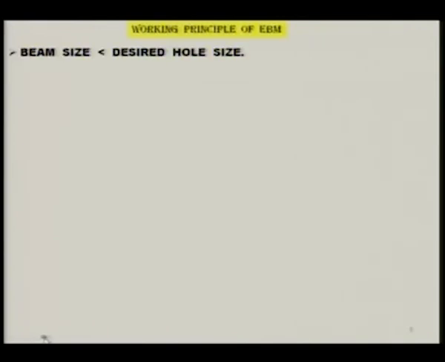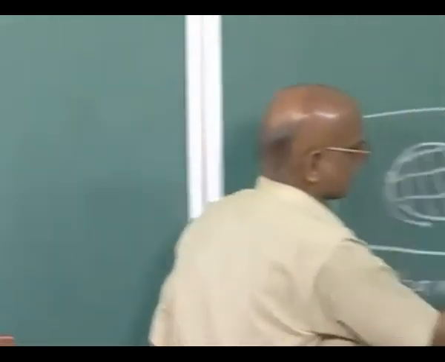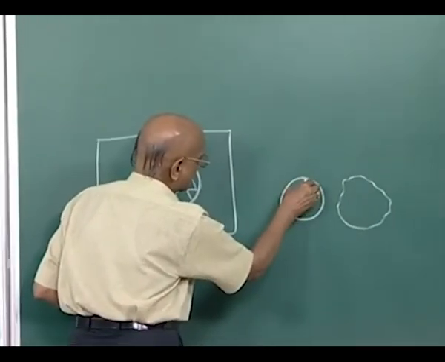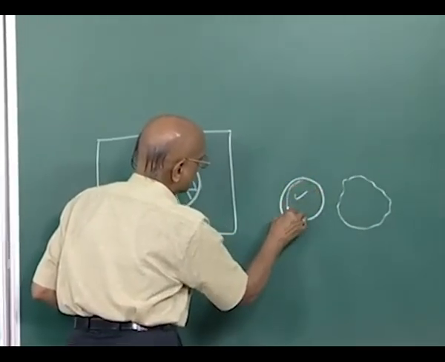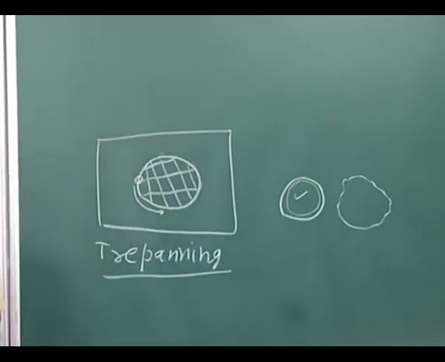Now beam size is very important and it should be smaller than the size of the hole. As you can see here, suppose this is the size of the hole that you want, then definitely the size of the beam should be slightly smaller than this, because the total material that is being removed is slightly larger than the size of the beam.